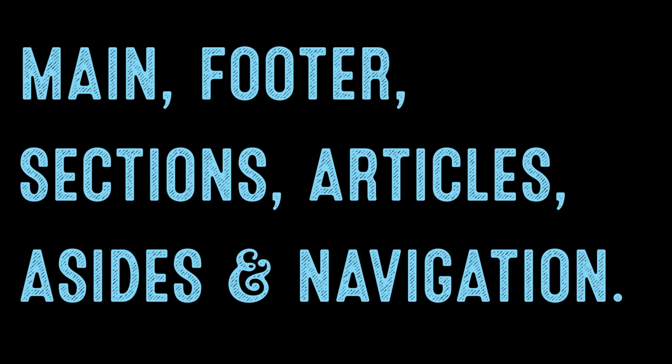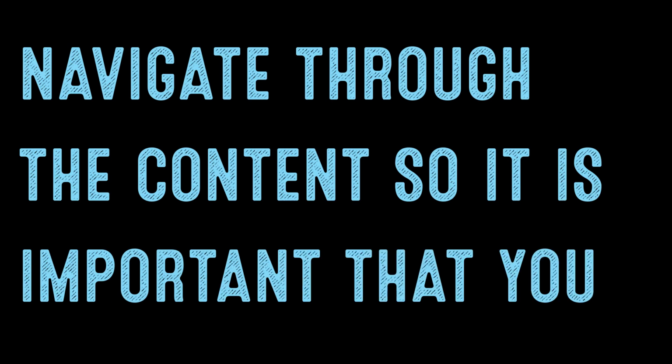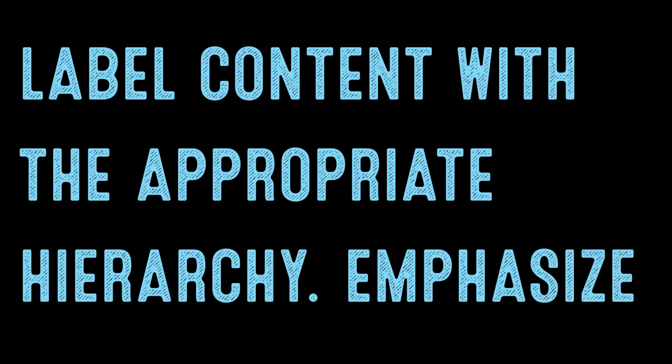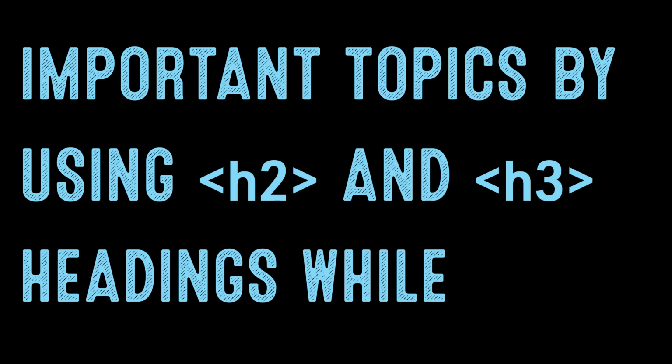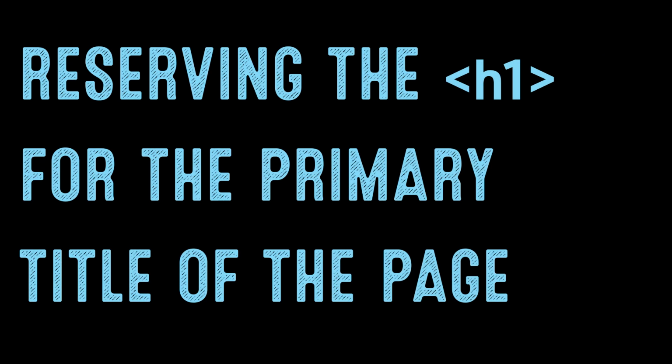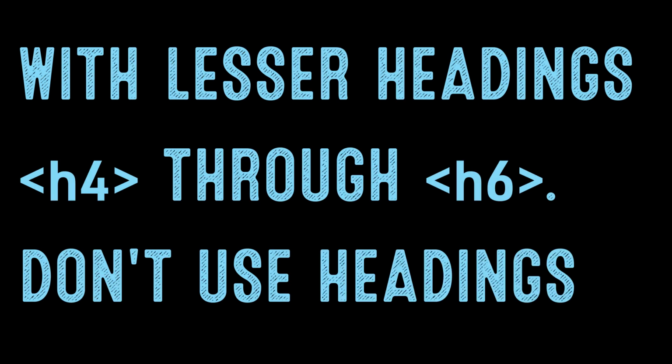articles, asides, and navigation. Screen readers will also use your headings to help navigate through the content, so it is important that you label content with the appropriate hierarchy. Emphasize important topics by using H2 and H3 headings, while reserving the H1 for the primary title of the page, and breaking up supporting content and identifying them with lesser headings H4 through H6.